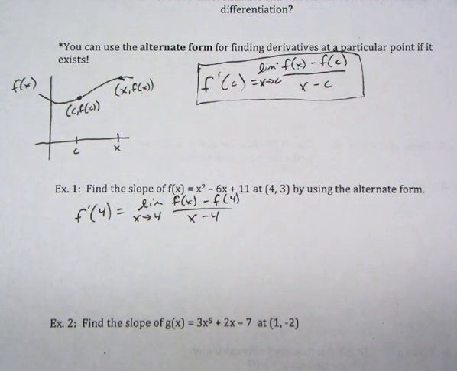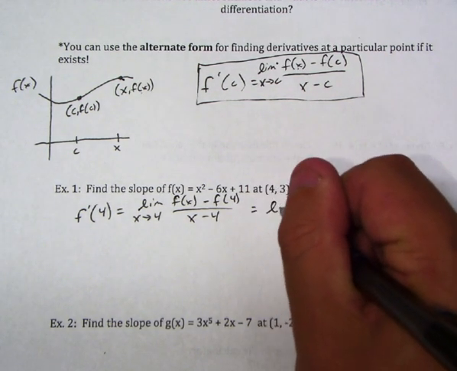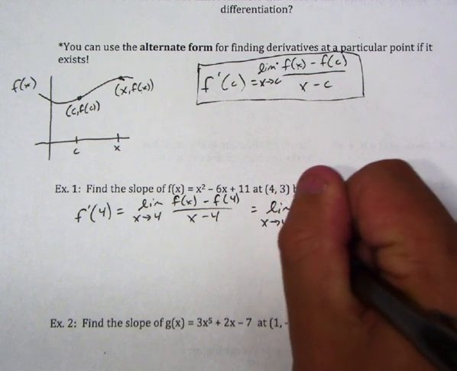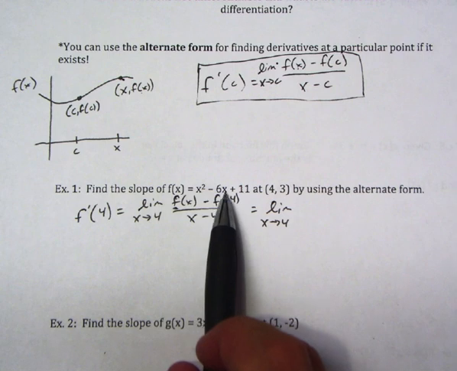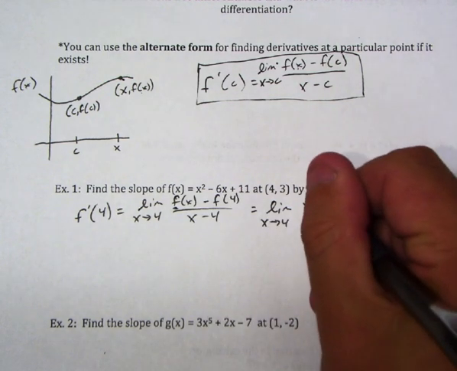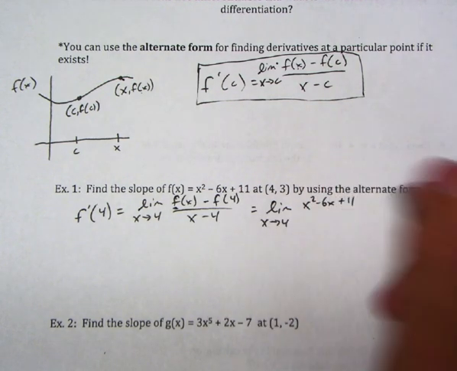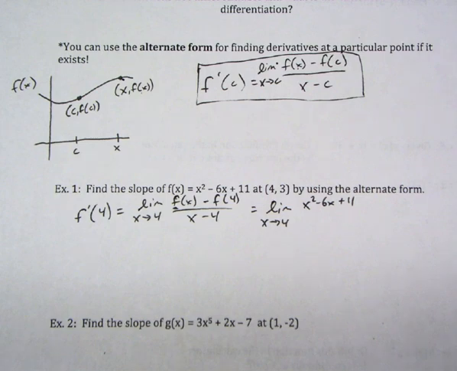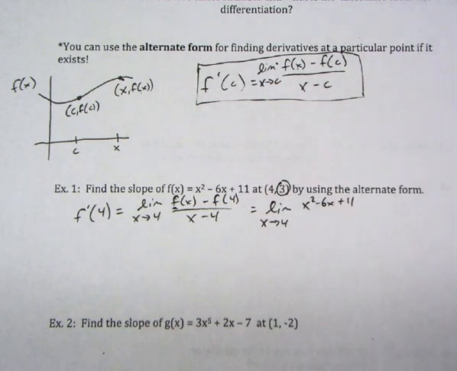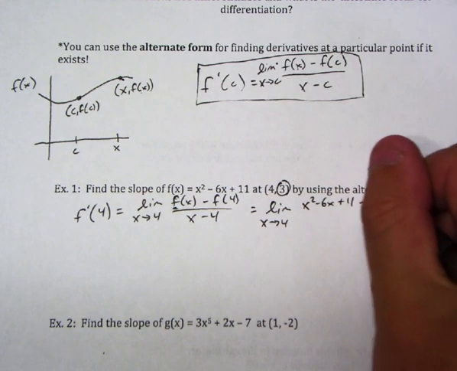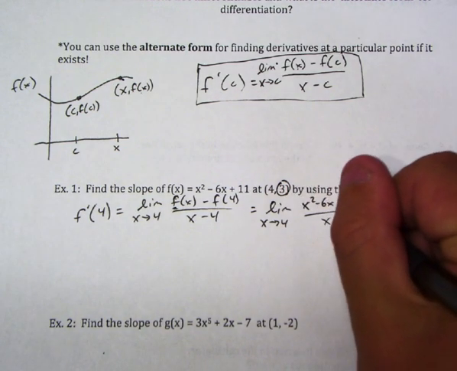So anywhere we see the c, we put a 4. And now, just like the other times, we just have to do this formula here. We got to do the work. So we have the limit as x approaches 4 of the function, so x squared minus 6x plus 11, and then minus f of 4, which they tell you right here, it's the y value there, so minus 3, over x minus 4.